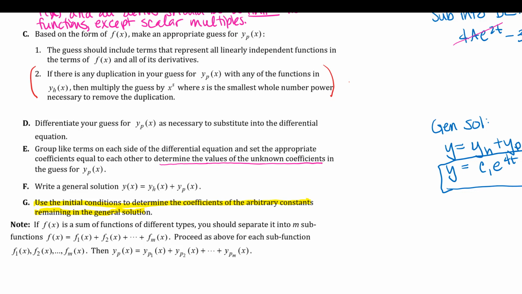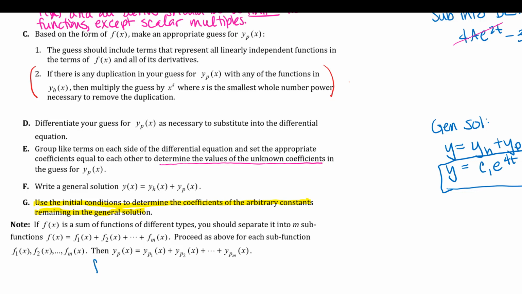The other thing I want to mention here, and we'll look at a later example about this, if the f of x, that function on the right-hand side, is a sum of functions of different types, you can separate it into separate sub-functions, and proceed as above for each sub-function. And then your yp is based on these different parts.